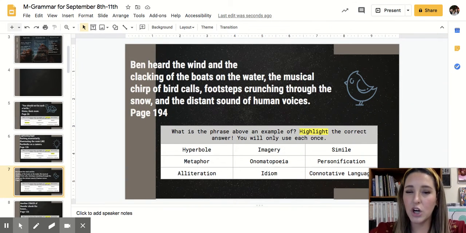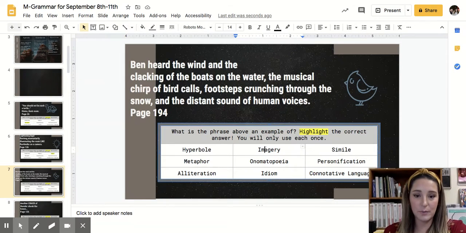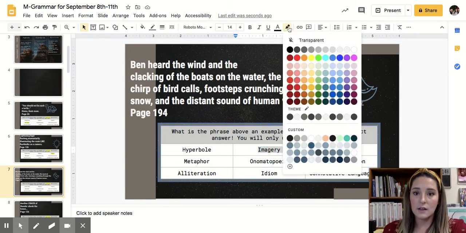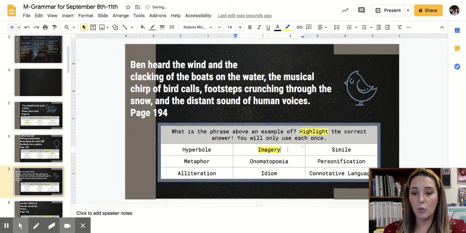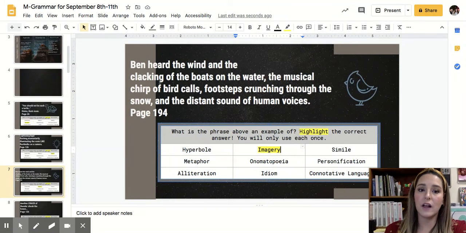Slide 7. Ben heard the wind and the clacking of the boats on the water, the musical chirp of bird calls, footsteps crunching throughout the snow, and the distant sound of human voices. This is his dream he was having after he was declared deaf. Now, here's why I said this. I'm going to tell you so far that it's imagery. Let's highlight it, and then let's do some backwards thinking with this. Knowing the answer, I'm going to tell you why I told you in the Quizlet video why we choose imagery last, okay?